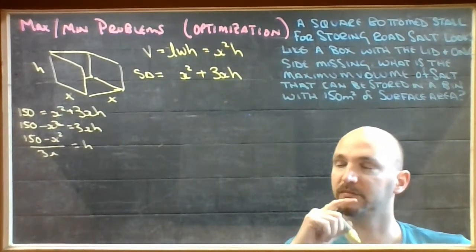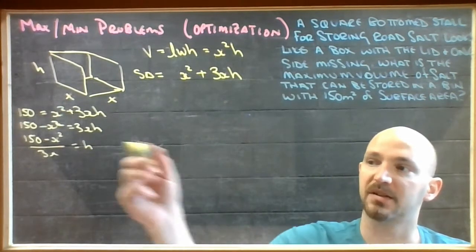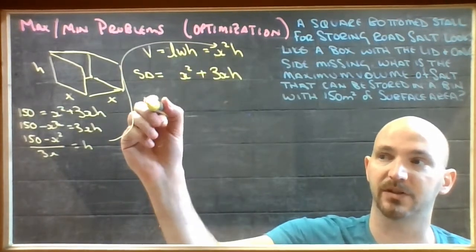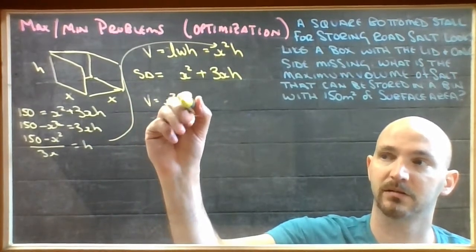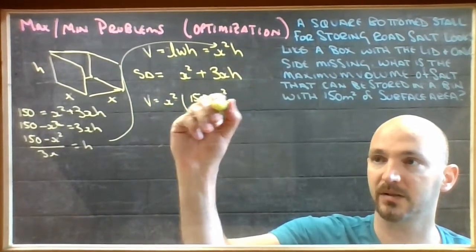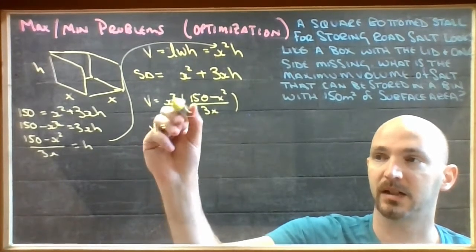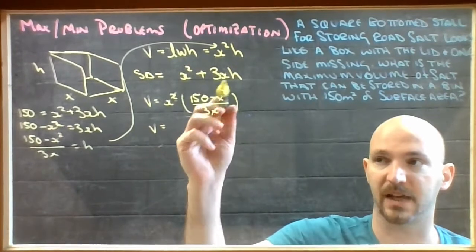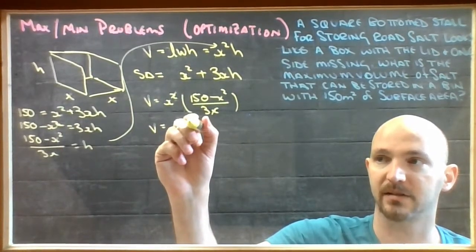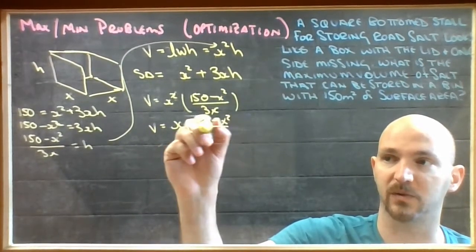Like so. Okay, good. So I'm going to take this expression for h and put it into my volume equation. 150 minus x squared over 3x. An x squared divides out an x in the bottom, and I'm left with x times (150 minus x squared) over 3.